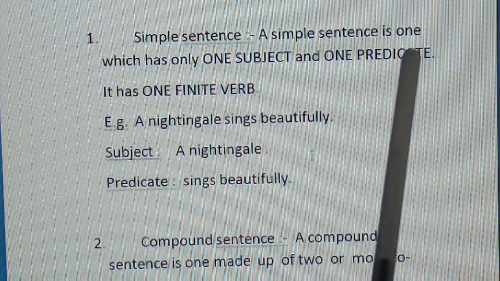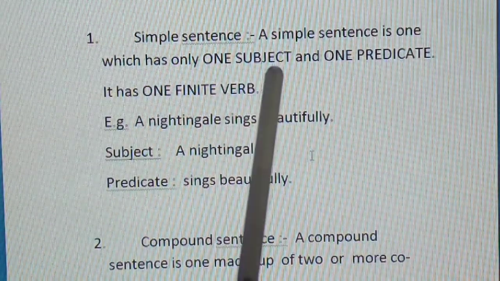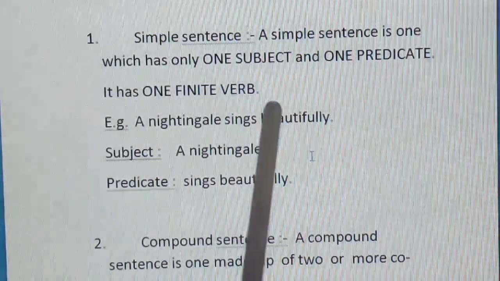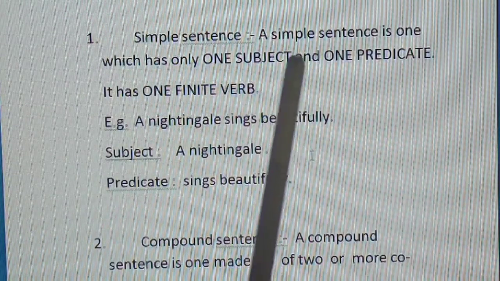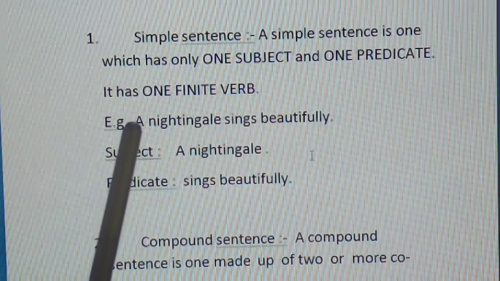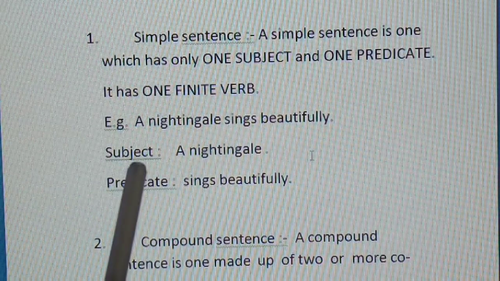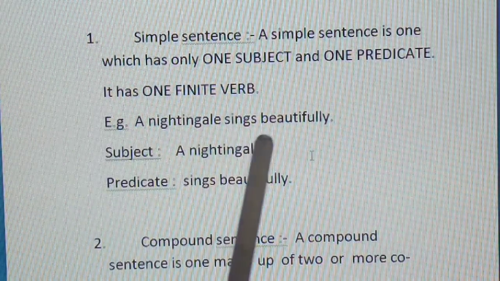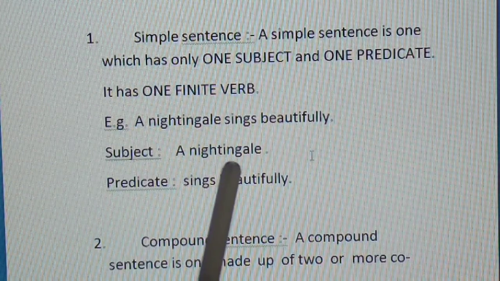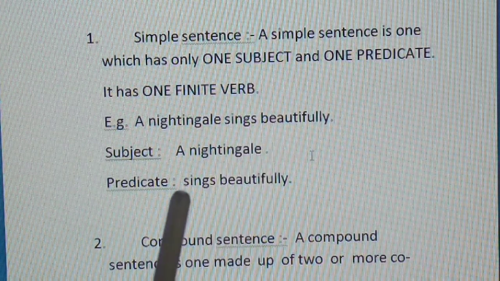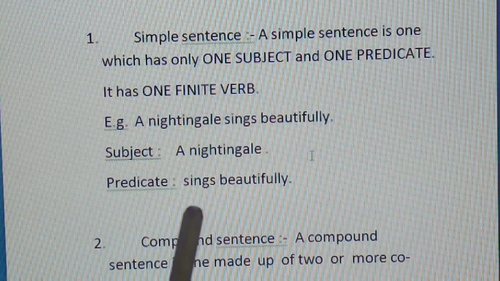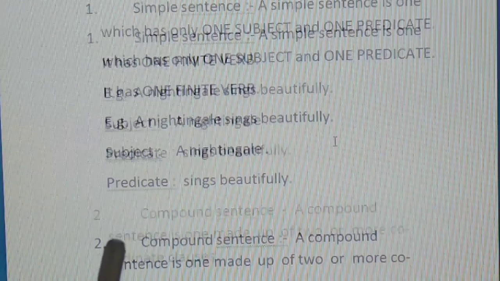A simple sentence is one which has only one subject and one predicate and it has one finite verb. Simple sentence hai kya? Simple sentence mein you will find only one subject, one predicate and one finite verb, right? For example, a nightingale sings beautifully. Here subject is a nightingale, right? One subject, and your predicate is sings beautifully. Sings is your one finite verb, right?